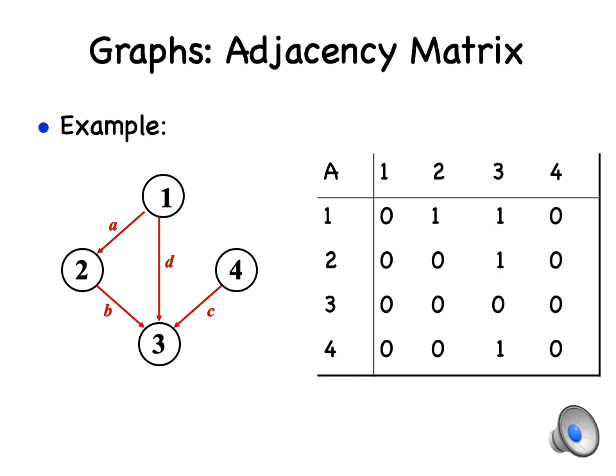In this, there is a 1 for 1 to 2, first row, second column, as well as first row, third column. That means there is an edge between 1 and 3. Similarly, there is an edge between 2 and 3, that means second row, third column. 4 to 3, fourth row, third column. You can just go through that. The row of 3 is all zeros. It doesn't have any edge going outward.